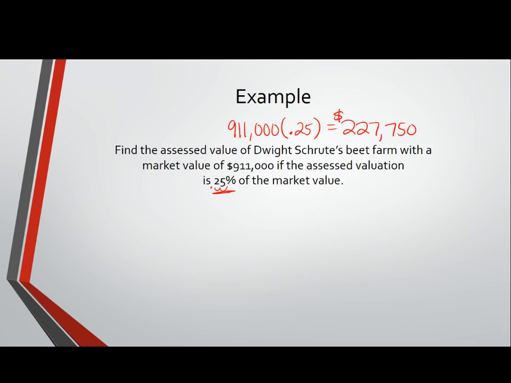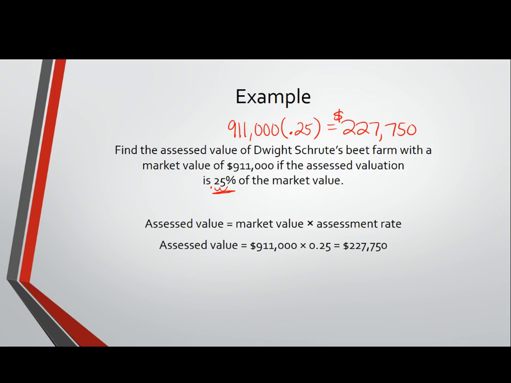$227,750. So that's considered the assessed value, which really doesn't mean much to you as the property owner, or to Drute, I should say. Drute, that's Dwight and Schrute combined. Okay, or to Dwight, but for property tax purposes, it's going to be an important number.